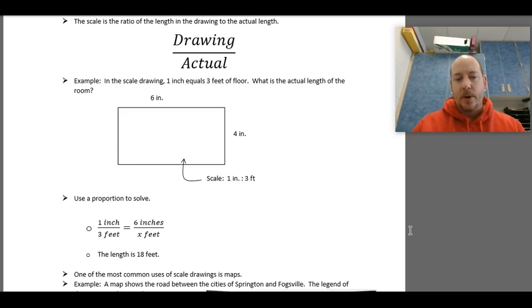And again, labels are important, right? You know, if you have a room that's 18 feet versus 18 yards versus 18 inches, much different. So make sure we're including labels on this stuff, okay? But again, we just have half of our proportion is that scale, and then we plug in the number we know, solve for the one that we don't, okay?